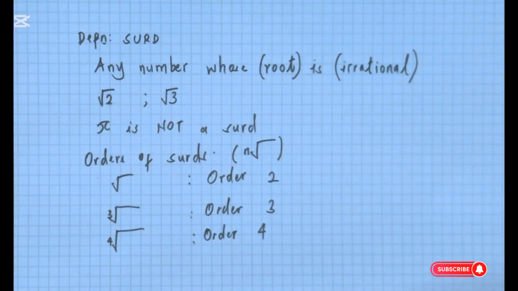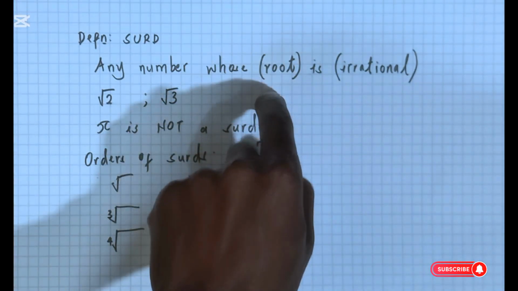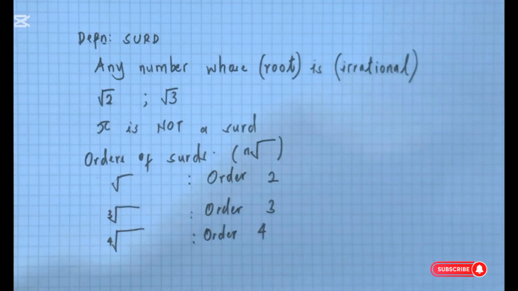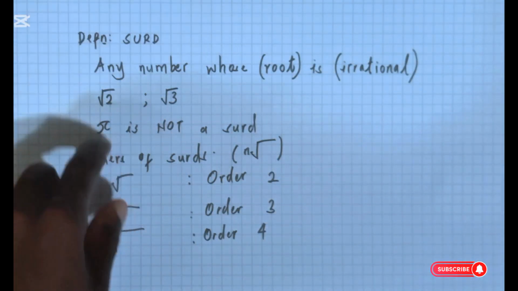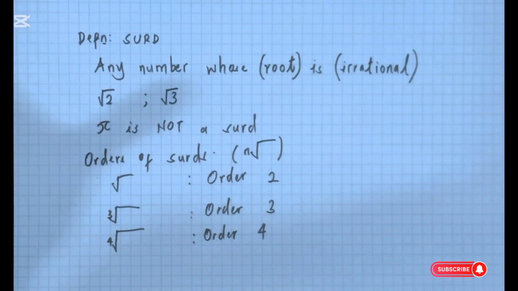So in this class, the takeaways should be the definition of what a surd is and what you should expect when we're talking of surds. A surd must have a root, and the root of that surd must be an irrational number. For example, we can talk of root 2, root 3. Whenever you can find the root of a number, then we say it's not a surd.